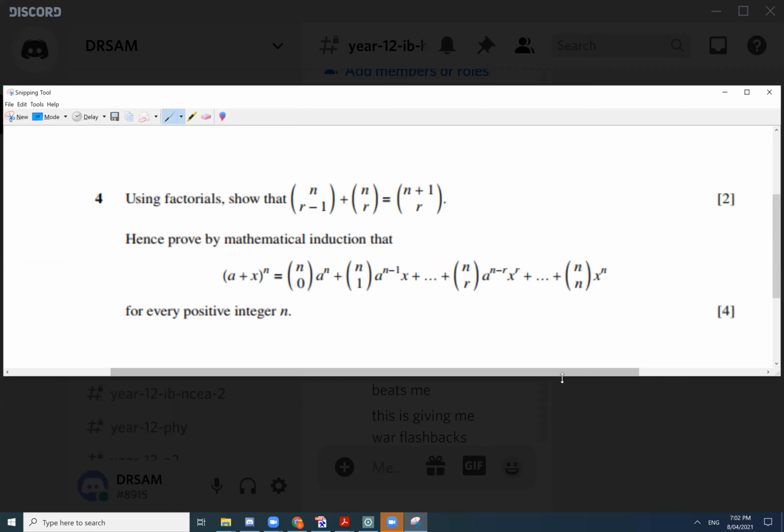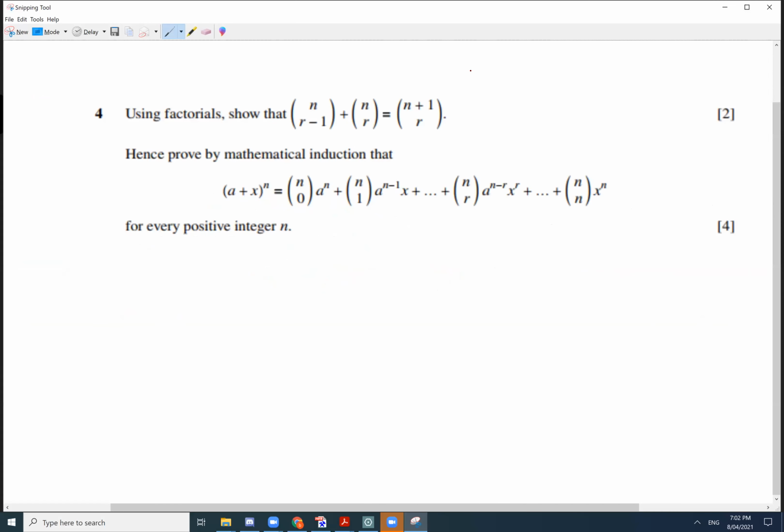Prove the first part. Left-hand side: n factorial over r minus 1 factorial times n minus r plus 1 factorial, this definition of nCr, plus n factorial over r factorial times n minus r factorial. That's the left-hand side.